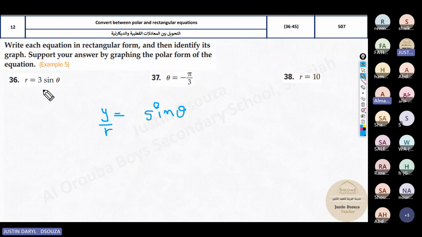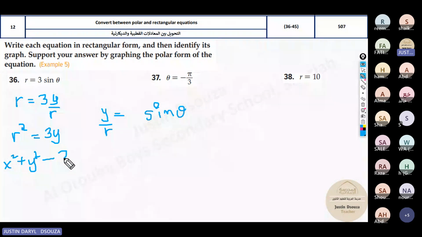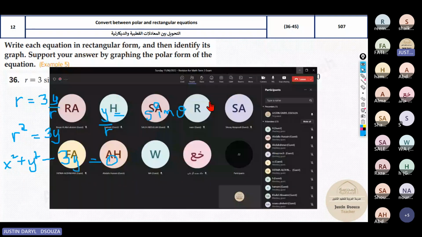Yeah, I understand. So now what you do is r equals 3y by r, and r goes to the other side. So it's r squared equals 3y. And this to the other side will be r squared minus 3y. Now, what is r squared? It's x squared plus y squared. Yes, brilliant. And take this to the other side. It's minus 3y equals 0. So that's it. That is the thing. So that's how we can solve it.